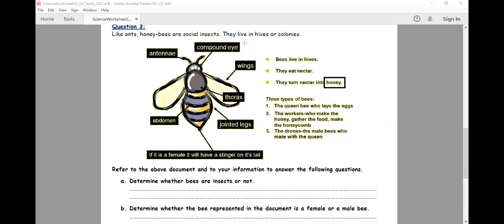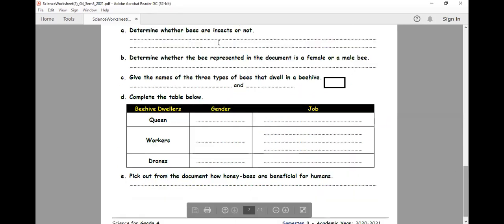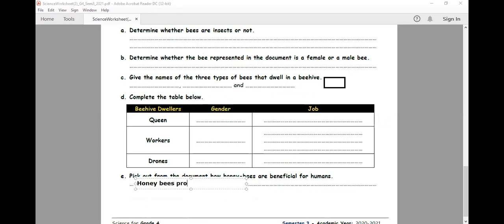We said it. So look at me. In this document, they said that bees make honey. So why is honey beneficial for us? Honey is good for the skin. That's right. Honeybees provide us with honey. They turn nectar into honey.